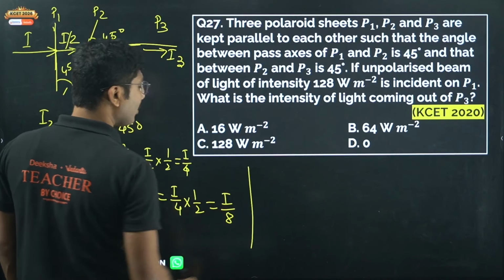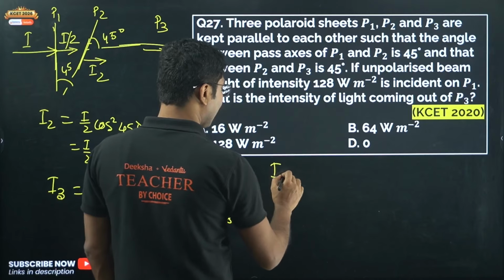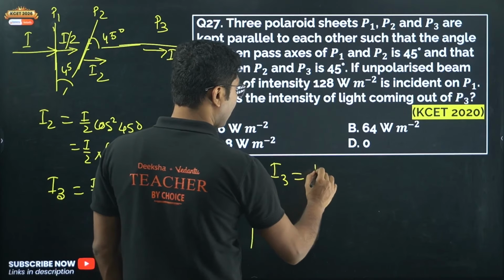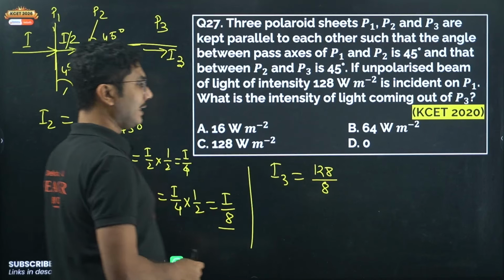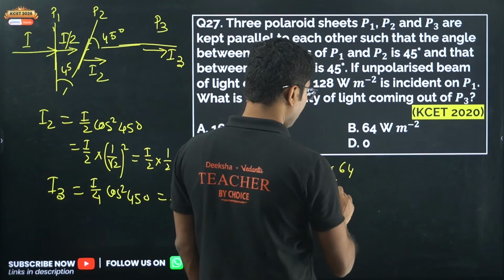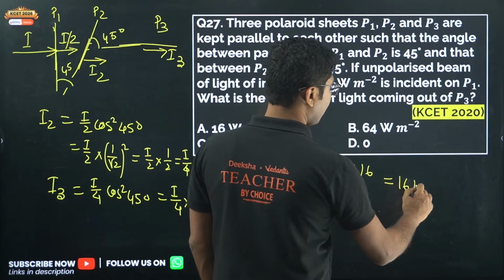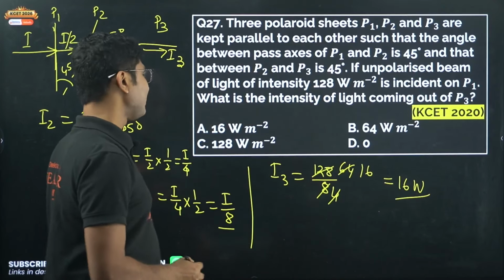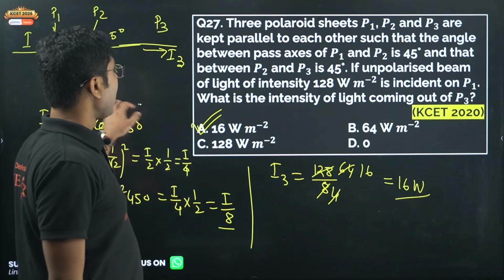Now what is I over here? So I is given here as 128, so I by 8 will be 128 divided by 8. Okay, now let us cancel 64, 4, 16. So this is 16 watt. So 128 watt becomes 16 watt per meter square. Correct answer is option A.